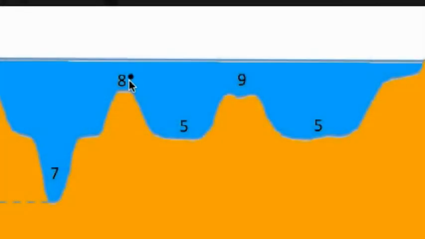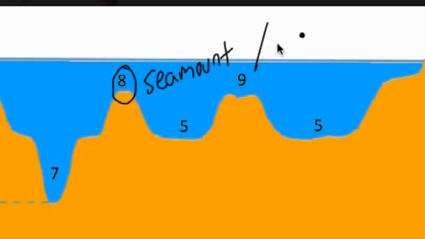All right, let's go ahead and take a look at number 8. Number 8 is a seamount. Now, it's hard to tell from this picture. It's either a seamount or it's a guyot. It's really hard to tell, but they're really similar. The only difference is this.